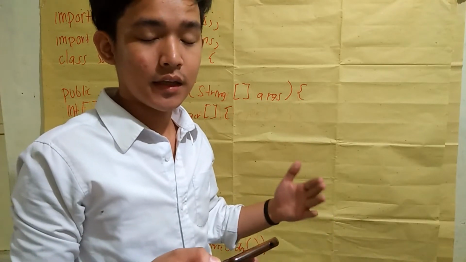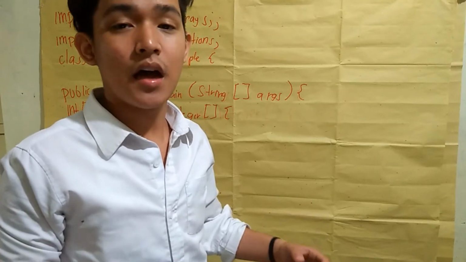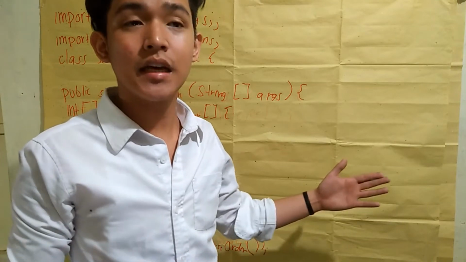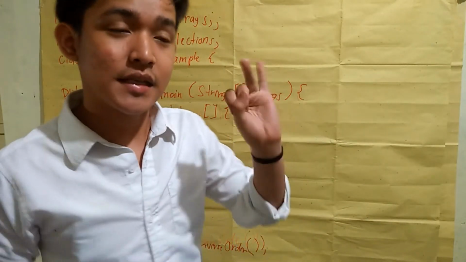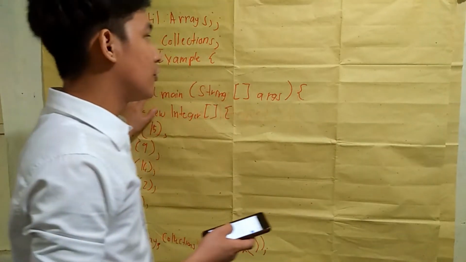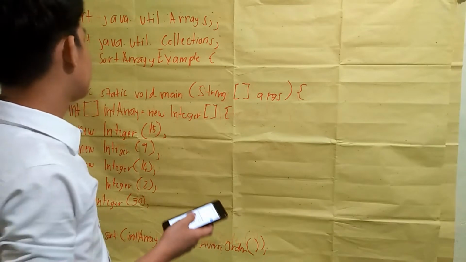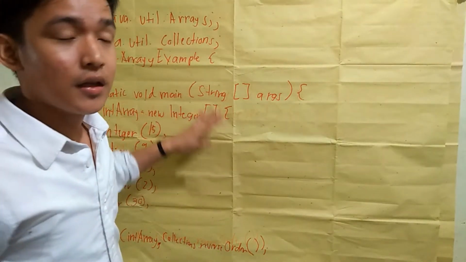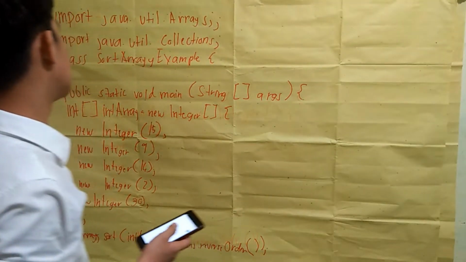It is often necessary to arrange elements in an array in order from highest to lowest, ascending or descending order. Two types lang siya, ascending at descending order. Ngayon, ang ginawa ko lang dito yung descending order lang. Ngayon, nag-start tayo sa import java.util.Arrays tsaka Collections. Nakikita nyo ito siya, itong codes na yun.